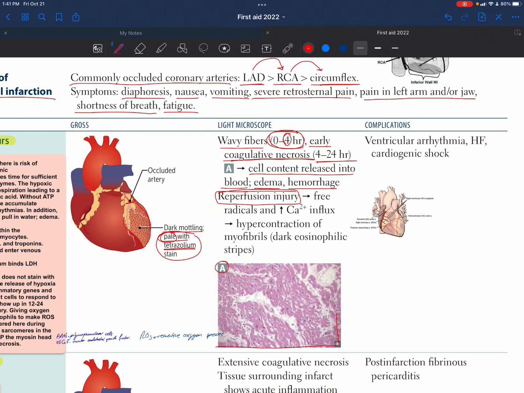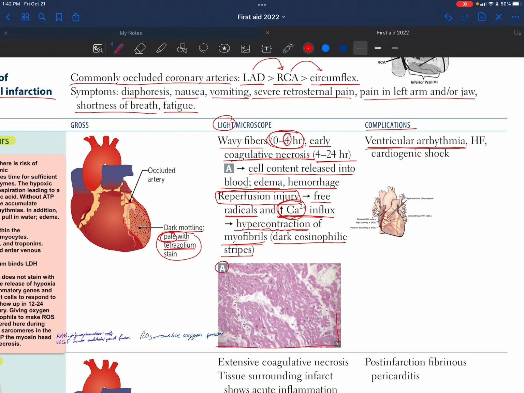We could have as well something called reperfusion injury. It's where there are free radicals and an increase in calcium influx into the cell, which, as we know, has a major impact on the contraction of muscle. So that influx of calcium would lead to hypercontraction of the myofibrils, and we're going to know why in a minute. The hypercontraction of myofibrils would definitely look like dark eosinophilic strips. So that's for a light microscope.